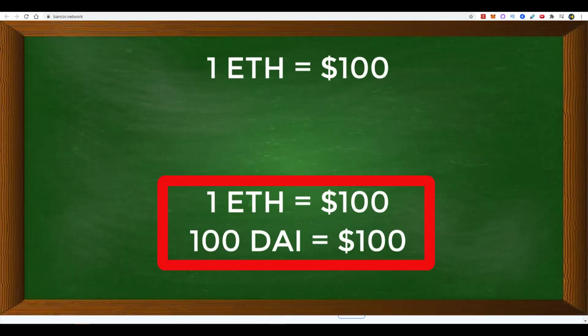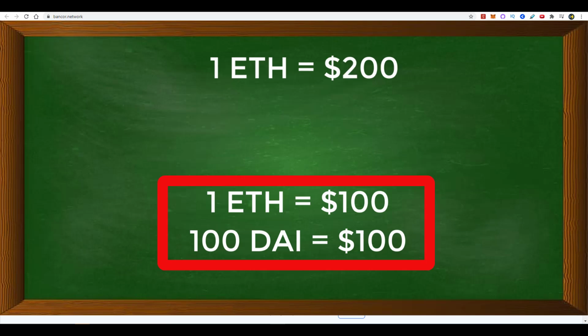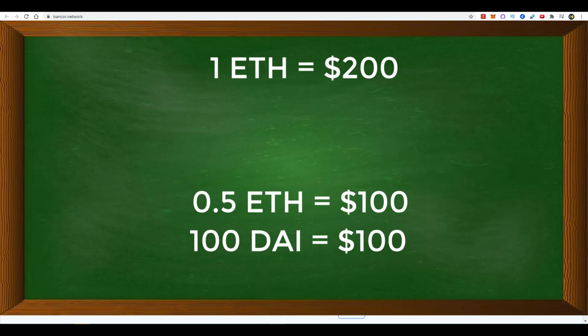You put 1 ETH and 100 DAI into a pool. The price of Ethereum goes to $200, but when you take your funds out, you end up with 0.5 ETH instead of the 1 ETH that you put in. And so instead of realizing that 100% increase by holding onto your token, because you put it into the pool, you actually lost money, even though in terms of your dollar value, you're getting the exact same amount in. You're getting $100 worth of Ethereum and $100 worth of DAI.